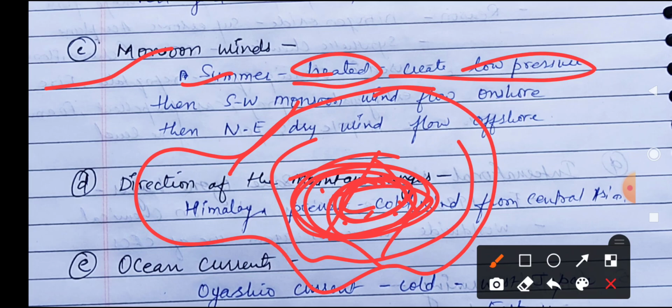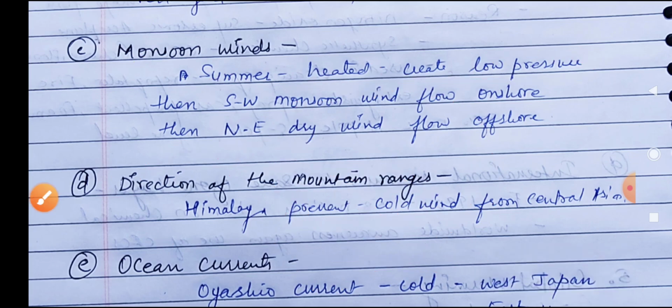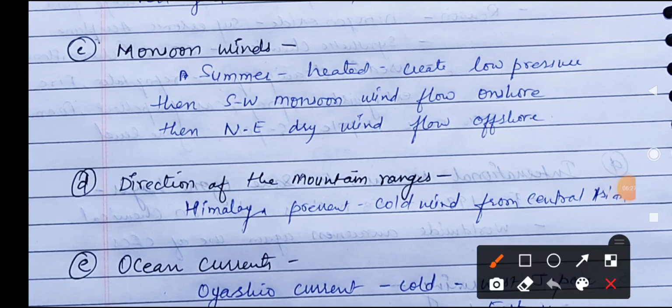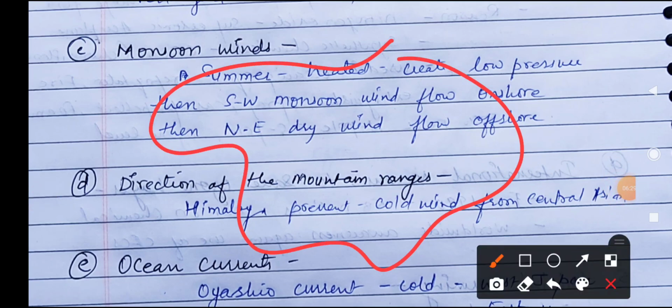The lower pressure is like that. Now see here, Asia, here it is India. So in the central part it got heated, so it creates a low pressure zone, and here it is the cold region, that's why it is creating the high pressure.